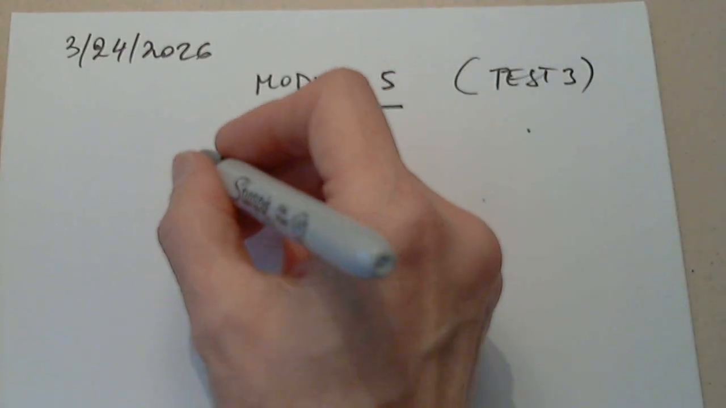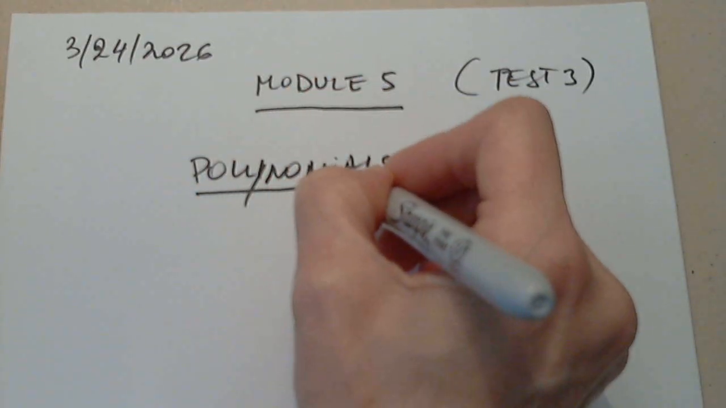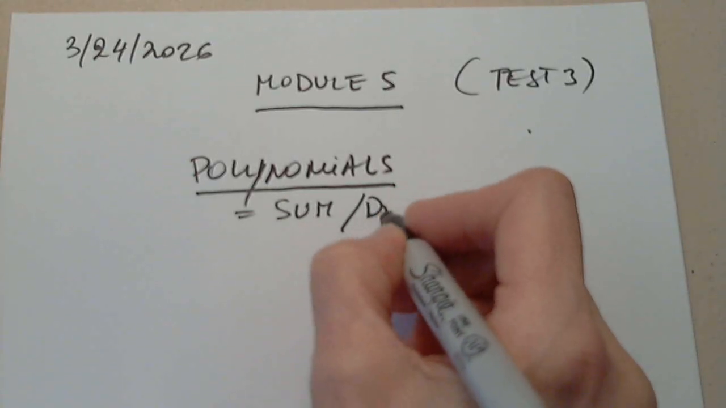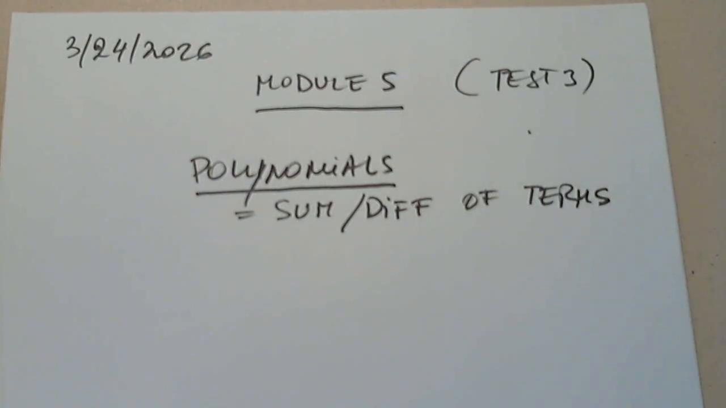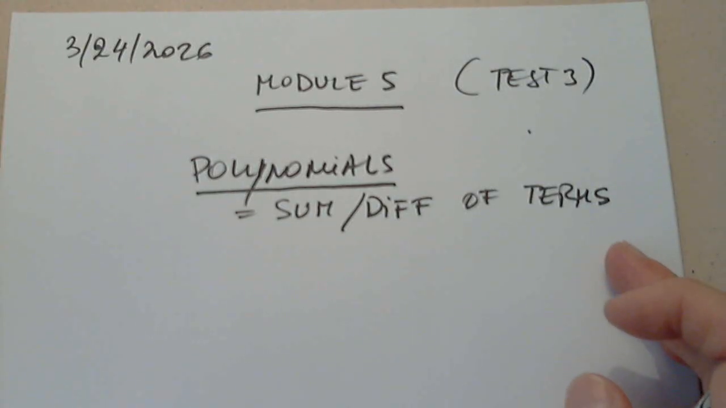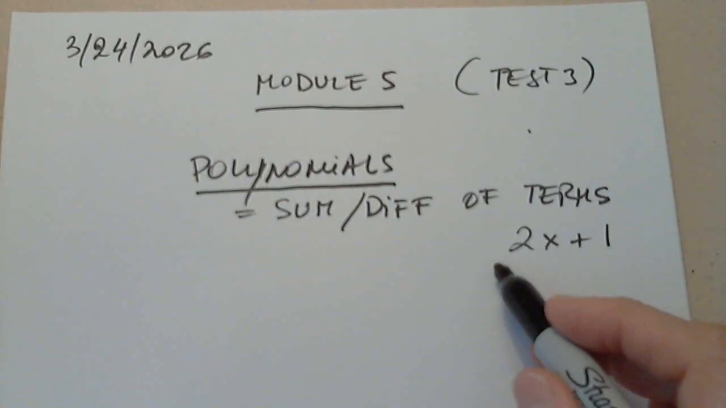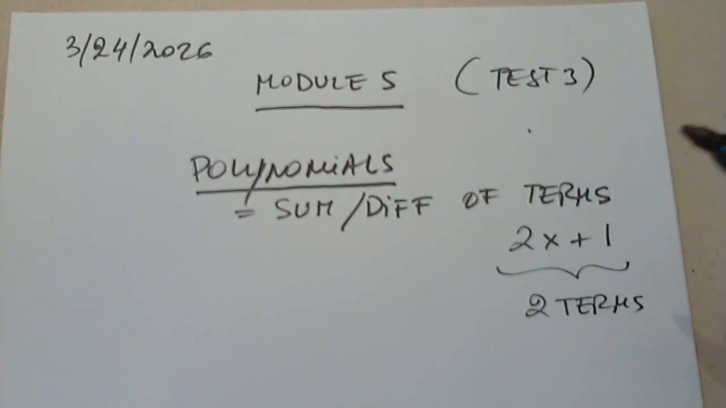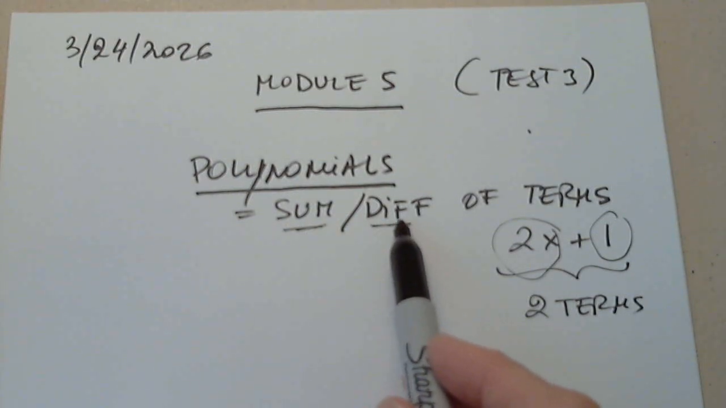First of all, there is something called polynomials. What is a polynomial? A polynomial is a sum or a difference of terms. Now, let me refresh your memory. What is a term? For example, 2x plus 1. These are terms. And this expression has two terms, because quantities are either added or subtracted.